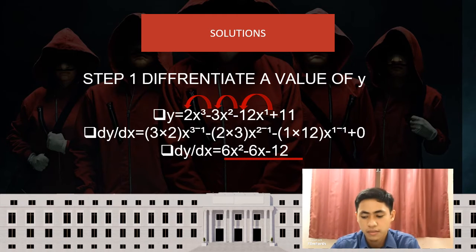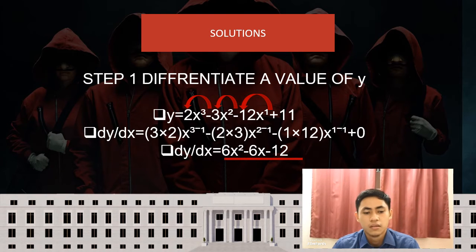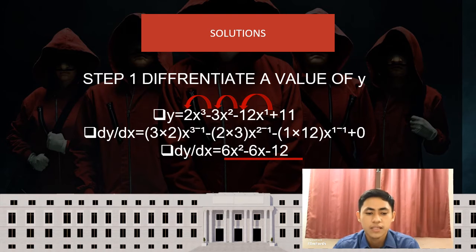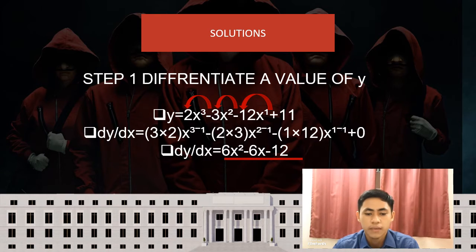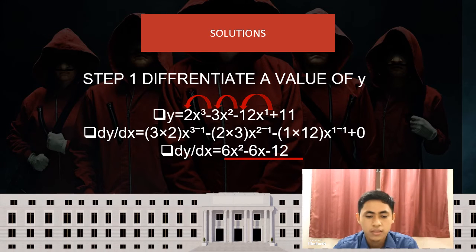Now we will look at the calculation for these questions. I will show you the first step. Step 1: differentiate the value of y. y equals 2x power 3 minus 3x power 2 minus 12x plus 11. dy over dx equals (3 times 2) x power 3 minus 1, minus (2 times 3) x power 2 minus 1, minus (1 times 12) x power 1 minus 1, plus 0. We get 6x power 2 minus 6x minus 12. The answer is dy over dx equals 6x power 2 minus 6x minus 12.